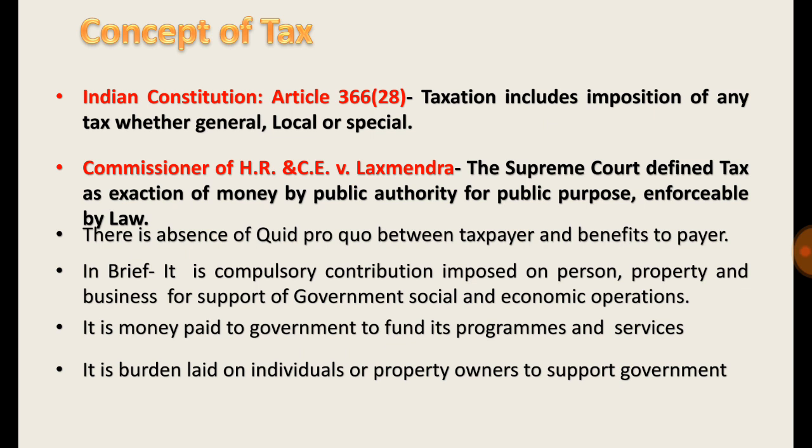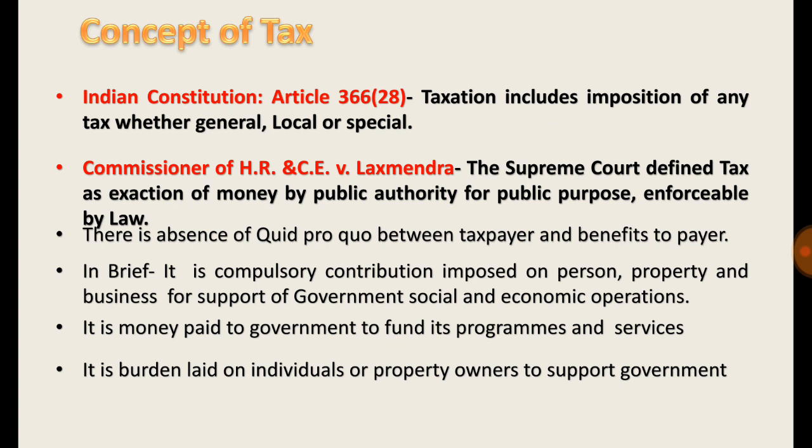This is a purchase transaction, but in tax there is nothing like this. We pay the government tax, but for that consideration the government does not directly give us anything. We may get indirect benefits, but there is no direct benefit. So in brief, tax is a compulsory contribution imposed on a person, property, or business to support the government's social and economic operations. No government can perform efficiently without funds, without money. Who will give the money? The government cannot raise it from external sources outside the nation; it has to collect the money from its own people, and that is the reason why we must pay taxes to the government.